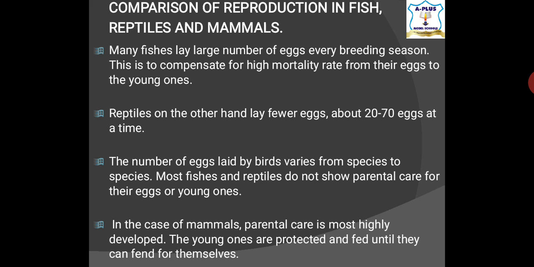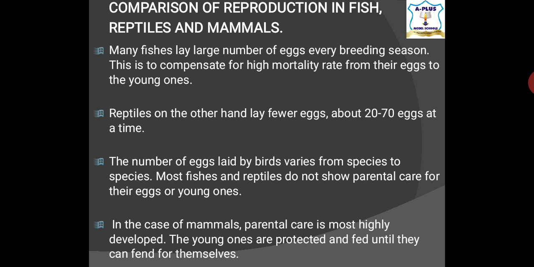Reptiles, on the other hand, lay fewer eggs. Their eggs are not as many as the fishes, about 20 to 70 eggs at a time. The number of eggs laid by birds varies from species to species. That means it is different due to their species.